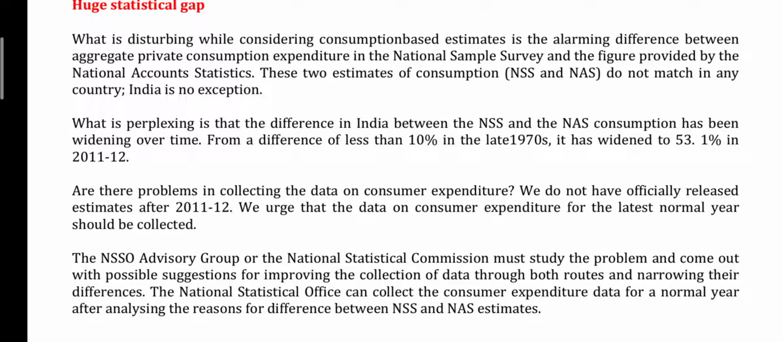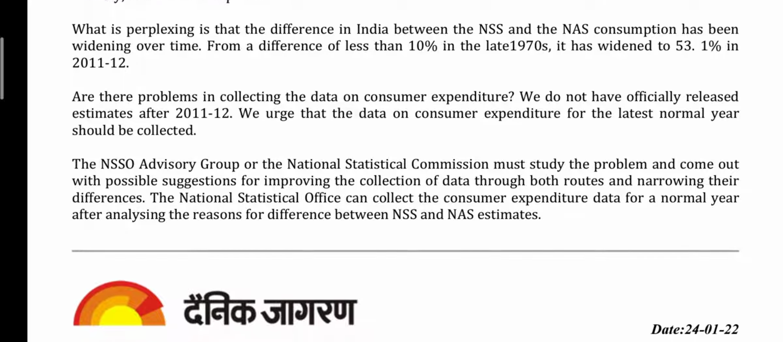We do not have officially released estimates after 2011-12. We urge that the data on consumer expenditure for the latest normal year should be collected. The National Sample Survey Organization Advisory Group or the National Statistical Commission must study the problem and come out with possible suggestions for improving the collection of data through both routes and narrowing their differences. The National Statistical Office can collect the consumer expenditure data for a normal year after analyzing the reasons for the difference between NSS and NAS estimates.